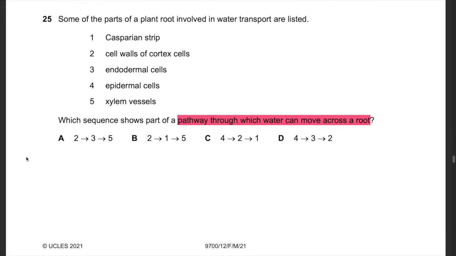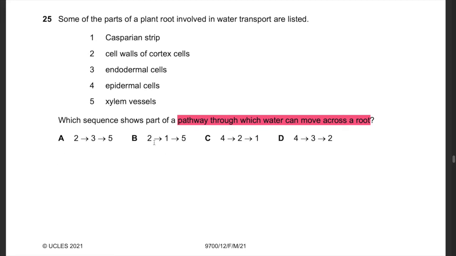Question 25. Some of the parts of a plant root involved in water transport are listed. So as you can see, 1 Casparian strip, 2 cell walls of cortex cells, 3 endodermal cells, 4 epidermal cells, 5 xylem vessels. Which sequence shows part of a pathway through which water can move across a root? It starts across the cell walls of cortex cells. In order to move across a root, it should start from cell walls of cortex cells. So we should consider between options A and B.